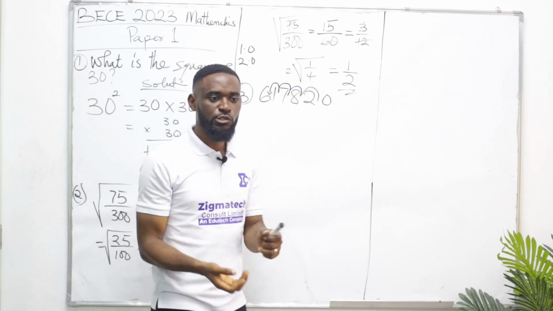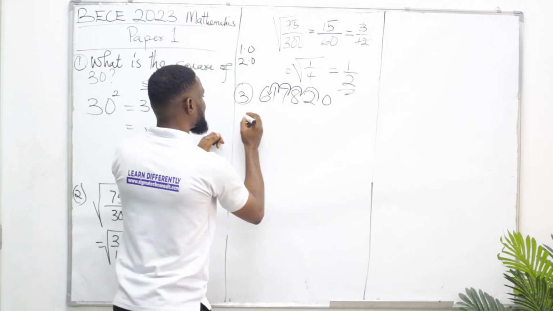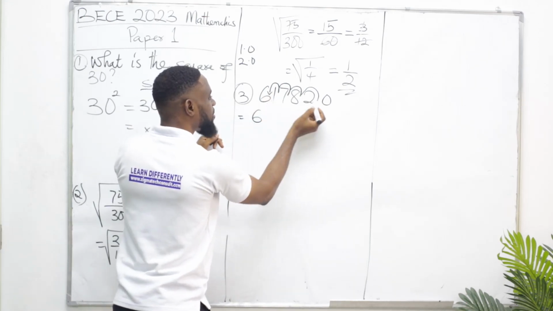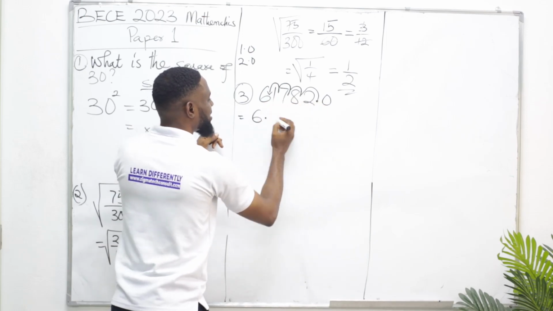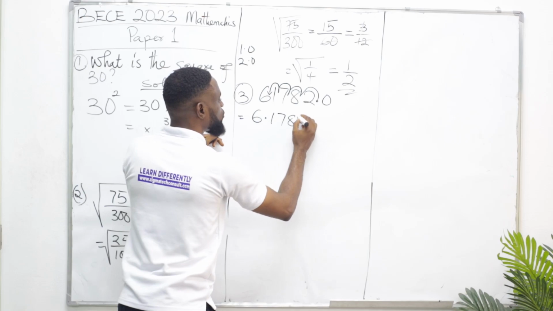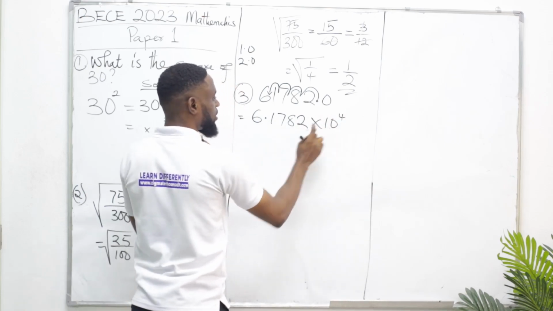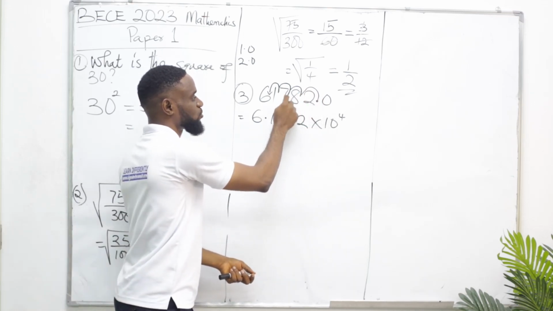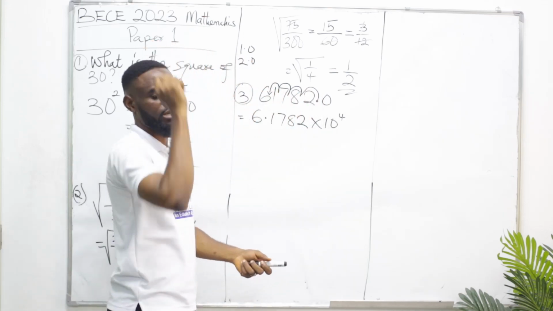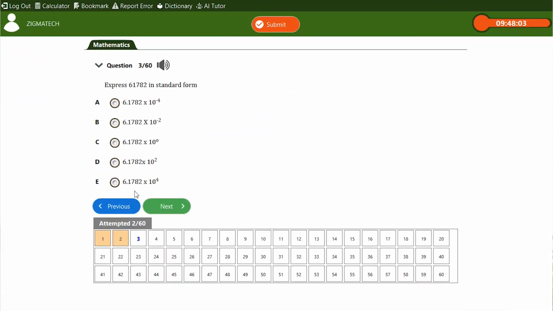Is that okay now? So because we are counting backward, this will now be 6 point. Remember, this decimal point is off here now, it is now here. So it will now be 6 point, every other thing here, 1, 7, 8, 2 times 10 raised to power 4. Do you get the point now? Times 10 raised to power 4. Why did you put 4? Because it moved how many times? 1, 2, 3, 4. Do you understand the point now? So if we look at our options, option E is the correct option there.